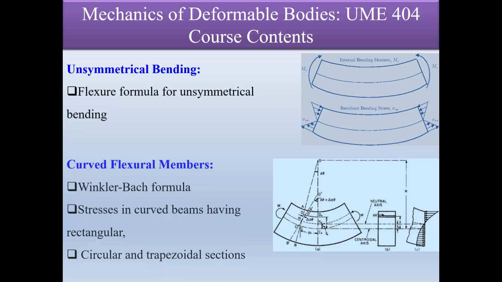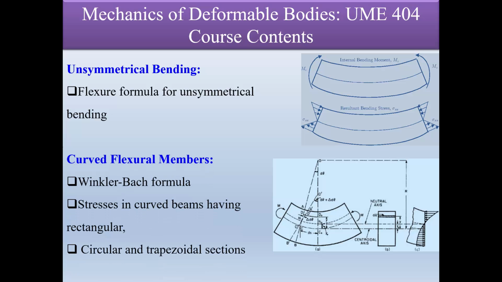In the next chapter we will deal with curved flexural members, such as a crane hook and a lock; these members will be analyzed, and obviously we require certain equations now in polar or cylindrical coordinates. We will have the Winkler-Bach formula for this, and we will try to determine the stresses in the curved beams at the inner edge or the outer edge. Here also we will have to take up certain sections of a curved beam. That section may be circular or rectangular or maybe a trapezoidal section.